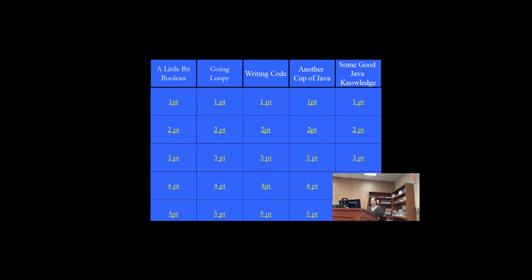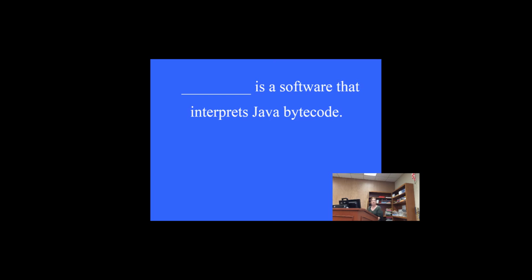5 points. All right. Blank is a software that interprets your Java bytecode. What do you think? No. Do I get points if I swoop and drop a virtual machine? It is the Java virtual machine. Very good. Traditionally, this was always a hard question for people.